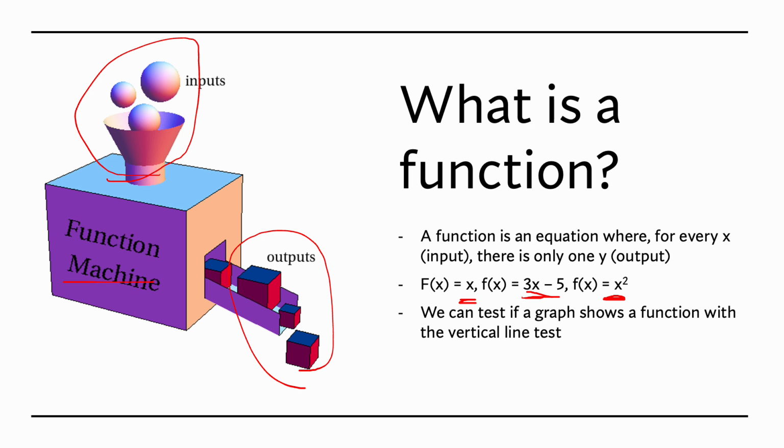And we can test if a graph shows a function with the vertical line test. Now, what's the vertical line test? Let's say we have this graph right here. If the graph is a function, we should be able to draw a vertical line anywhere on this graph, from negative infinity to infinity, and it should only hit the graph at one point. Obviously we can't test infinite places, but for every vertical line that we draw, it's only going to hit the graph at one point. So it is a function.